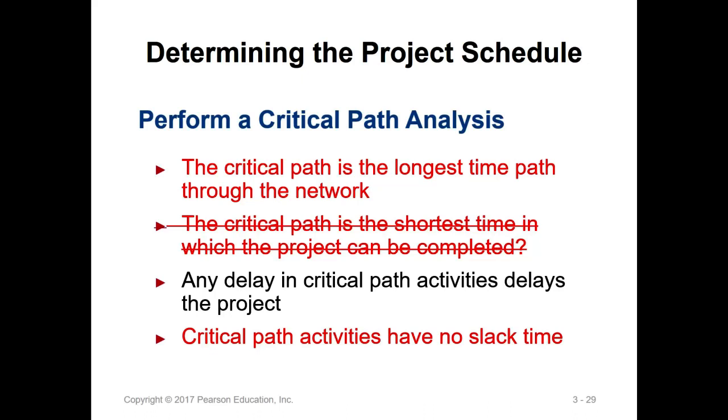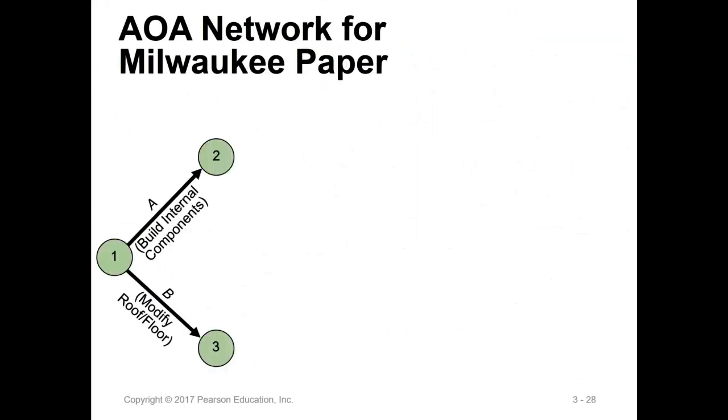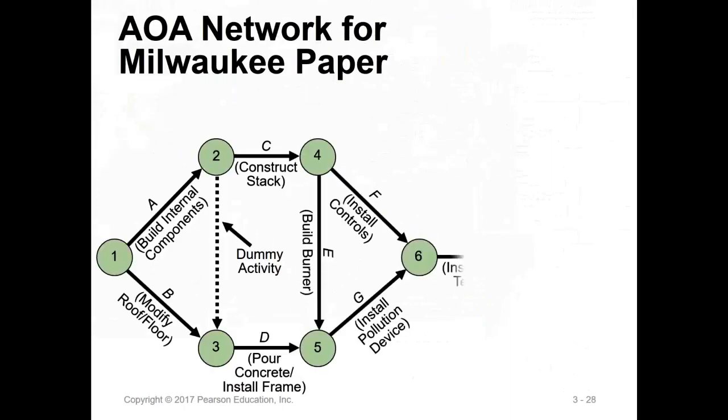And in this Milwaukee Paper example, we see from the starting point A, you can go the path A, C, F, H, or A, C, E, G, H, or A, D, G, H, or B, D, G, H. You need to compare which one is going to take longer. Then from the different paths, you need to compare, so maybe some of the activities are not critical ones, some are.